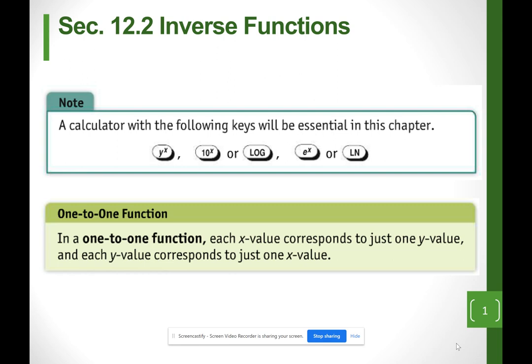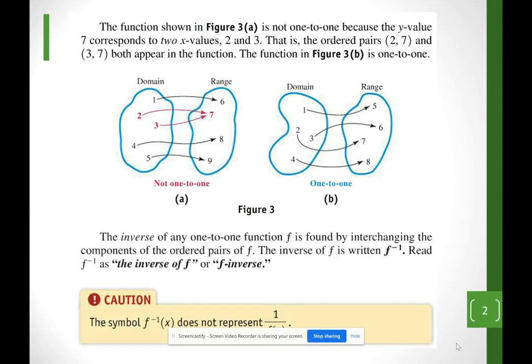Now for section 12.2, we're going to move into what we call an inverse. We're going to learn how to use some special keys that we have on our calculator. And then we're also going to call a one-to-one function when each x value corresponds to just one y value, and each y value corresponds to just one x value. Let me explain that as a graph.